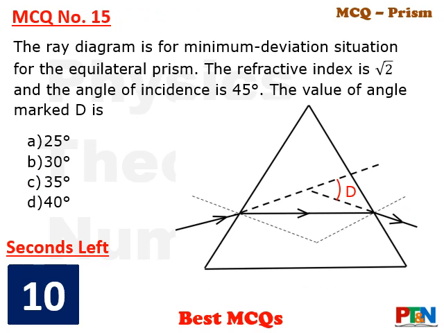Next MCQ on the same setup. You need to find out the angle D, which is the angle of minimum deviation. You have got 10 seconds time. Timer starts now.